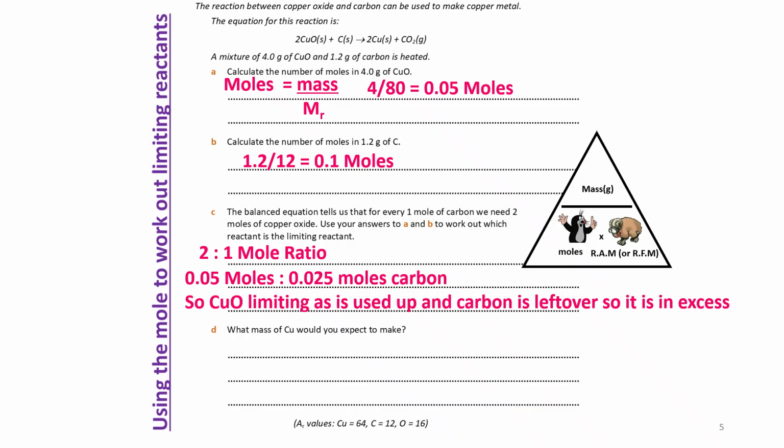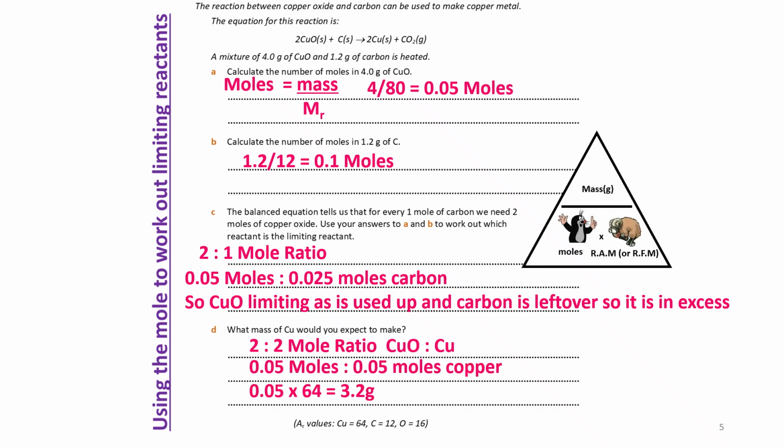What mass of copper will you make? 2 to 2 mole ratio, copper oxide to copper. We've got 0.05 moles of copper oxide, so we'll have 0.05 moles of copper. 0.05 times 64 is 3.2 grams. And we are done.